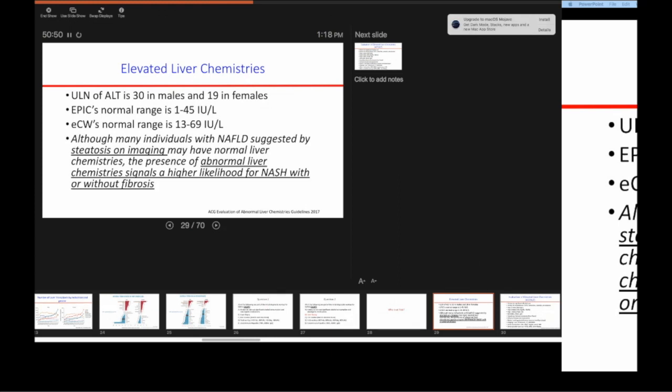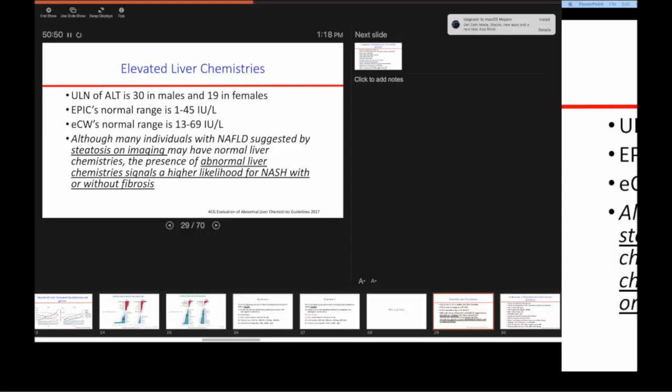Yeah. So patients with elevated liver chemistries are at risk, and this is the ACG guidelines now. Okay, and they say the upper limit of normal for men is really in that range from like 30 to 32, and for women is like 19 to 23. So it's really much lower than a lot of the electronic health records.